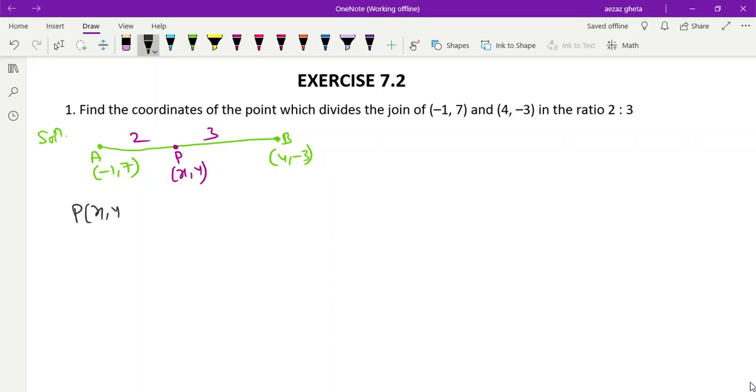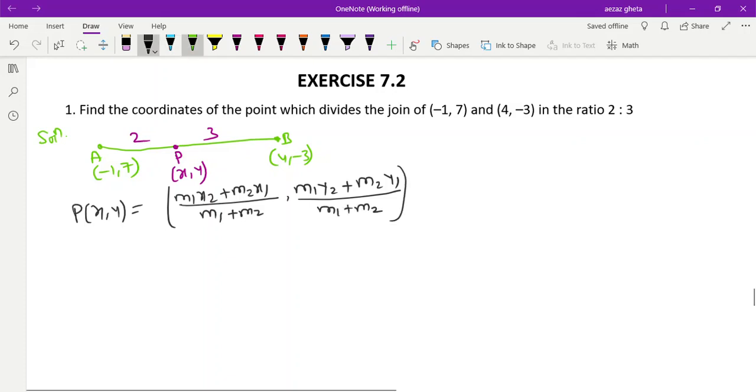P of (x, y) is equal to (m1 x2 plus m2 x1) divided by (m1 plus m2), and (m1 y2 plus m2 y1) divided by (m1 plus m2). So now you know this is m1 and this is m2. So this is x1, y1, x2, y2.